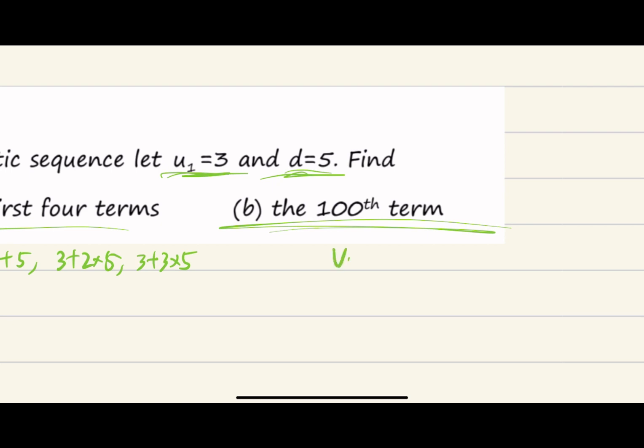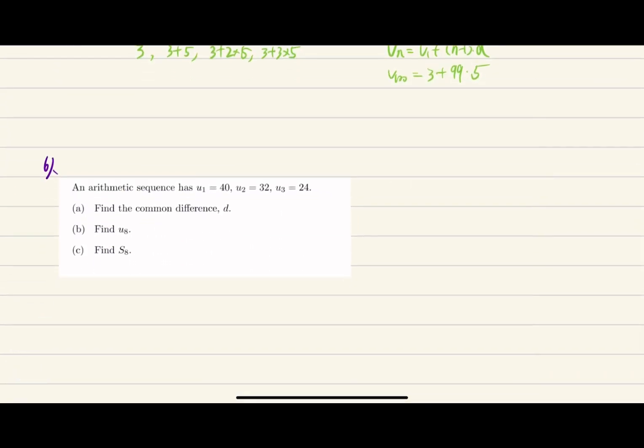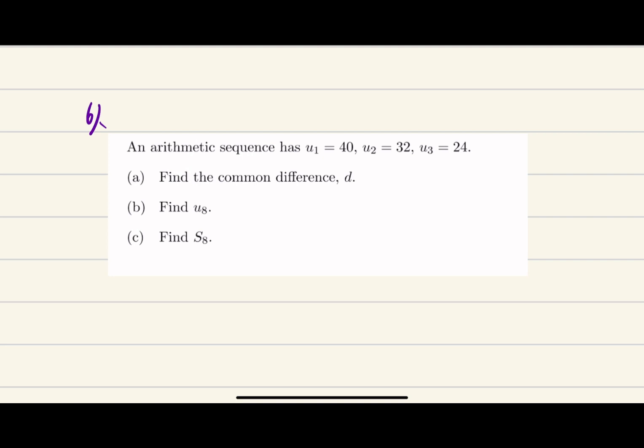Too easy, right? So u1 plus n minus 1 times d. u1 is what we're trying to find, so that will be u100. So u1 is 3, plus n. What is n? 100. So n minus 1, 99, times the common difference, 5. So if you calculate the value for this, then you are going to get the answer. And then proceed to our next question.